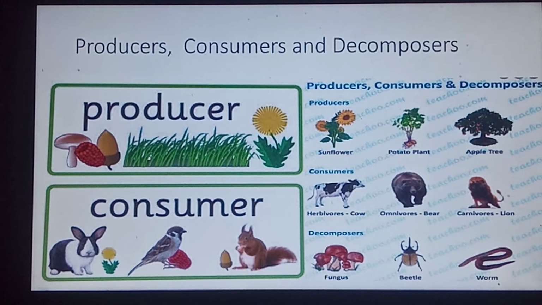Some organisms depend directly or indirectly on the food prepared by the plants. They are called consumers or heterotrophs. All animals, including human beings, are consumers. Herbivores, such as cow, deer, and goat, are the animals that eat plants. They get their food directly from the plants. Such animals are known as primary consumers.